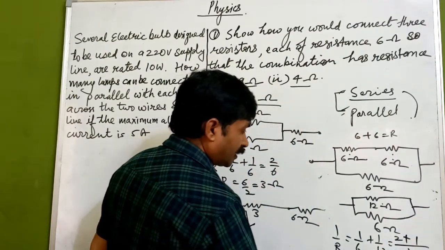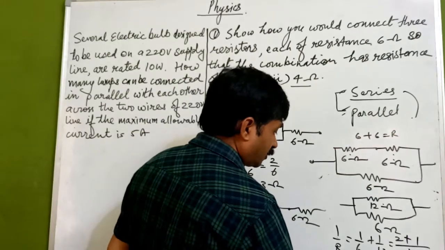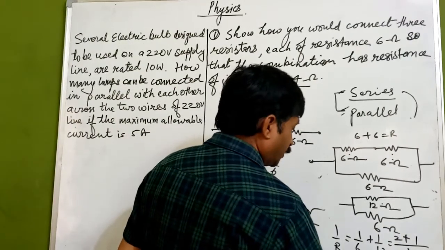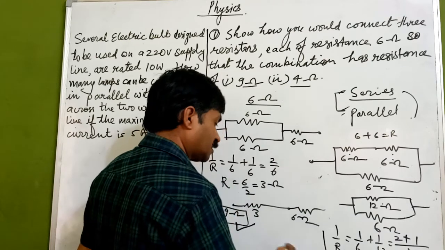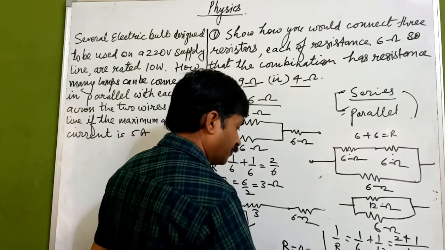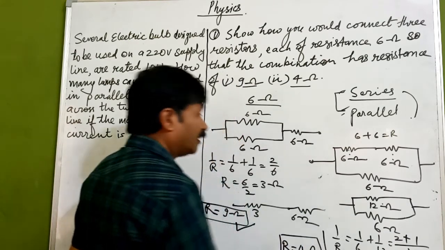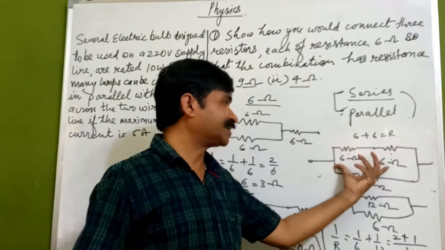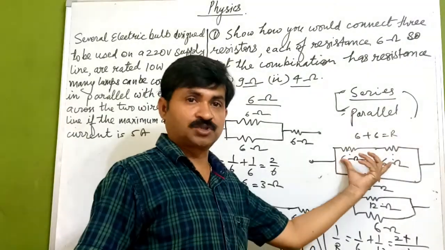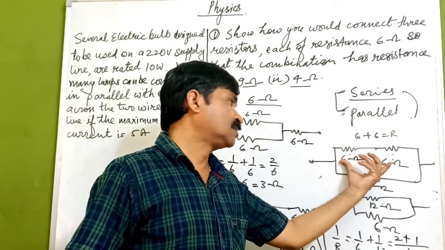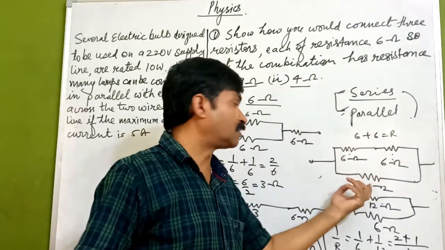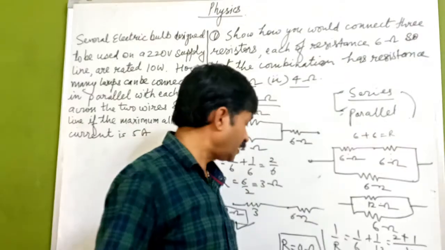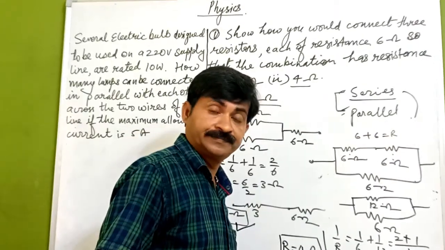So finally what we are getting? We are getting 3 upon 12, which is 1 upon 4. Means the resistance which we have got is 4 ohm. So finally we conclude with this: if we are connecting two 6 ohm resistances in series along with one resistance in parallel, we are going to have 4 ohm.